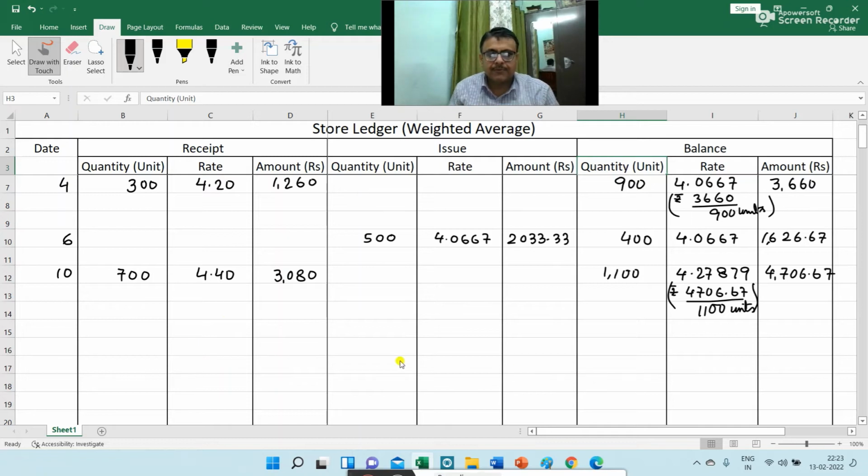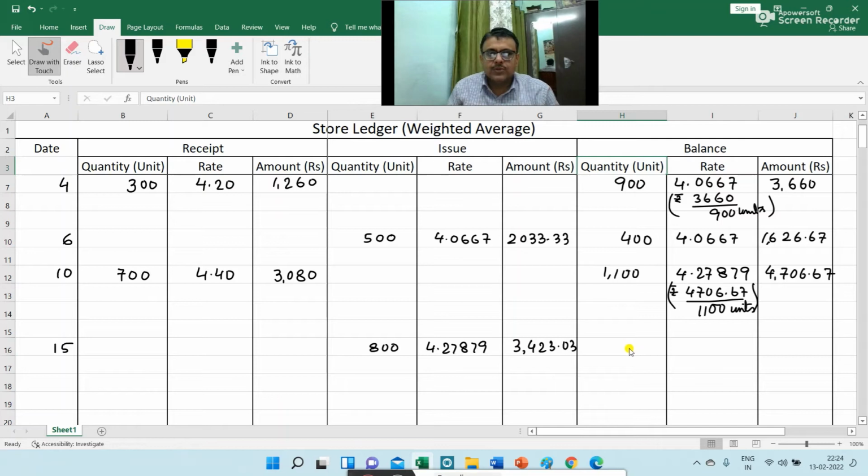Now on January 15 there was an issue of 800 units. So on January 15 I am writing here 800 units and this rate will be applied, the one that I have calculated for the closing stock of January 10, that is 4.27879. So what is the value of issue of January 15? This will be 3,423.03.